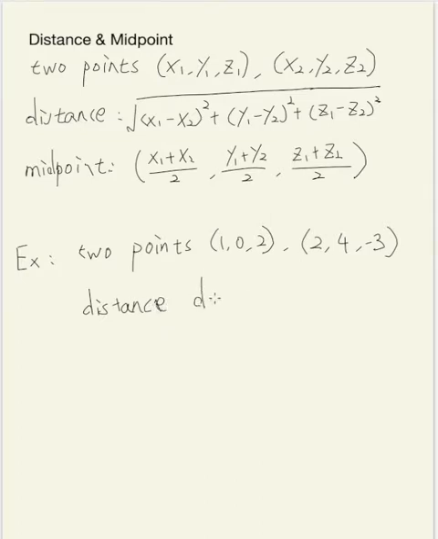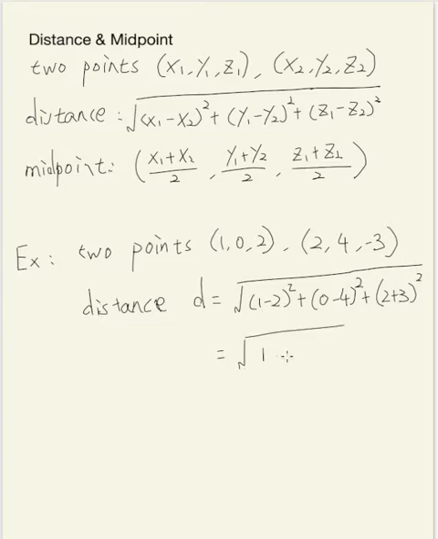The distance d equals square root of 1 minus 2 squared plus 0 minus 4 squared plus 2 minus 3, so it's 2 plus 3 squared. Okay, so we get square root of minus 1 squared is 1, and then this is minus 4 squared, that's 16, and that's 25. Add them up, you get 42, so it's just square root of 42.